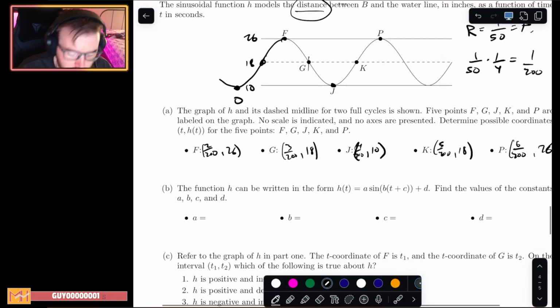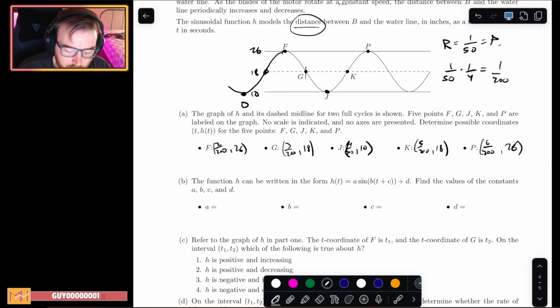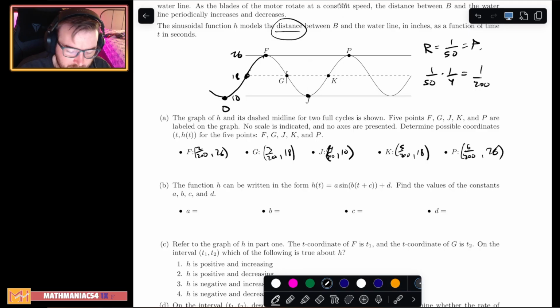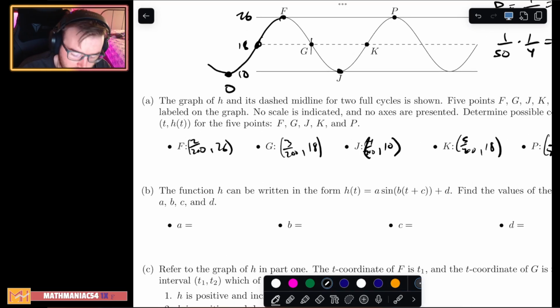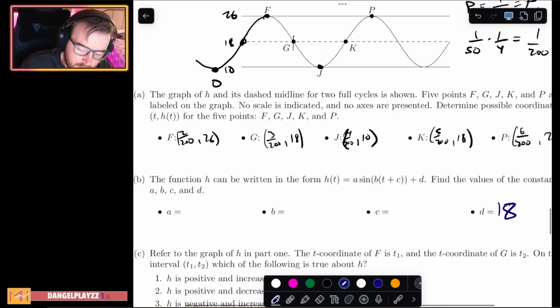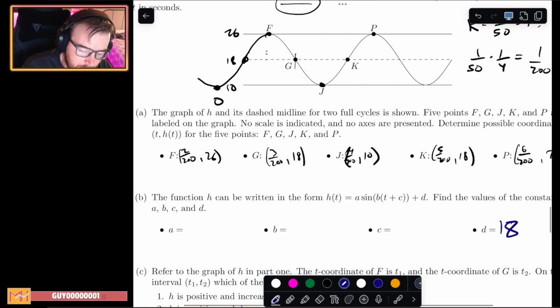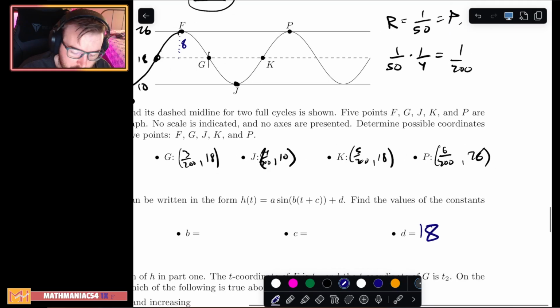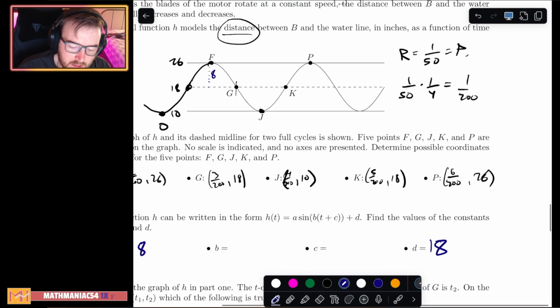The function h can be written in the form blah. Find the values of the constants. So if you believe these numbers, A and D come pretty easily, D being our midline, and we're going up a distance of 8. That's pretty straightforward there. But B and C, of course, are always the tougher part.